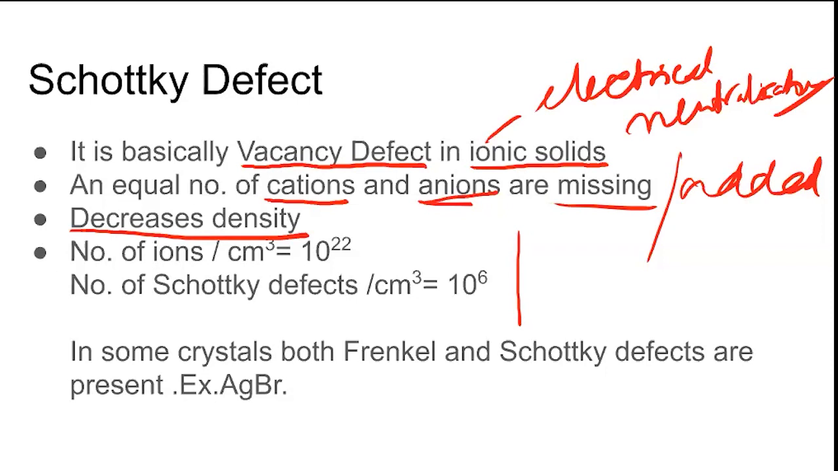Okay. So just to have some basic data here, out of 10 to the power 22, 10 to the power 6 defects can be there in 1 cubic centimeter. So you can see it is almost 1/4. The defects can be very high. The number of defects is almost 1/4 the number of total ions in 1 cubic centimeter. Just some interesting information. These both defects, Frenkel and Schottky, can be present together also in some cases.